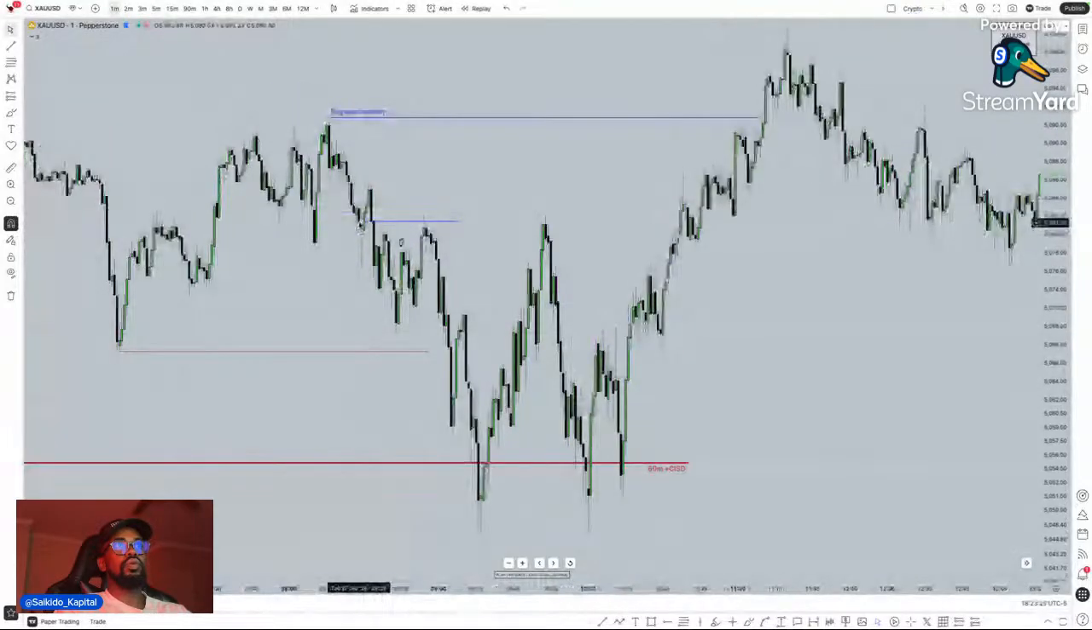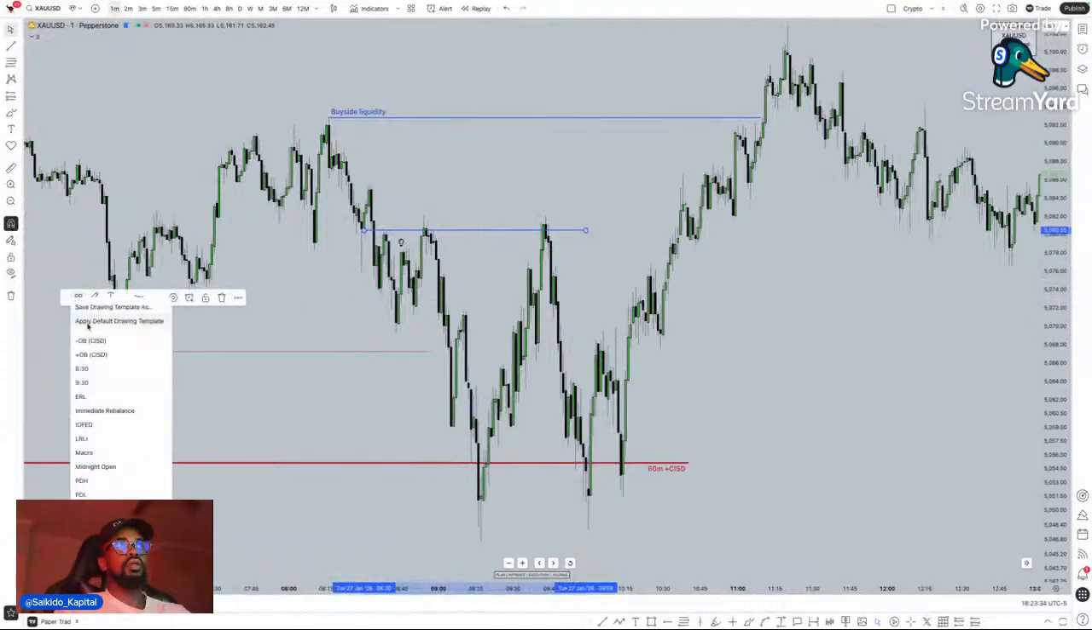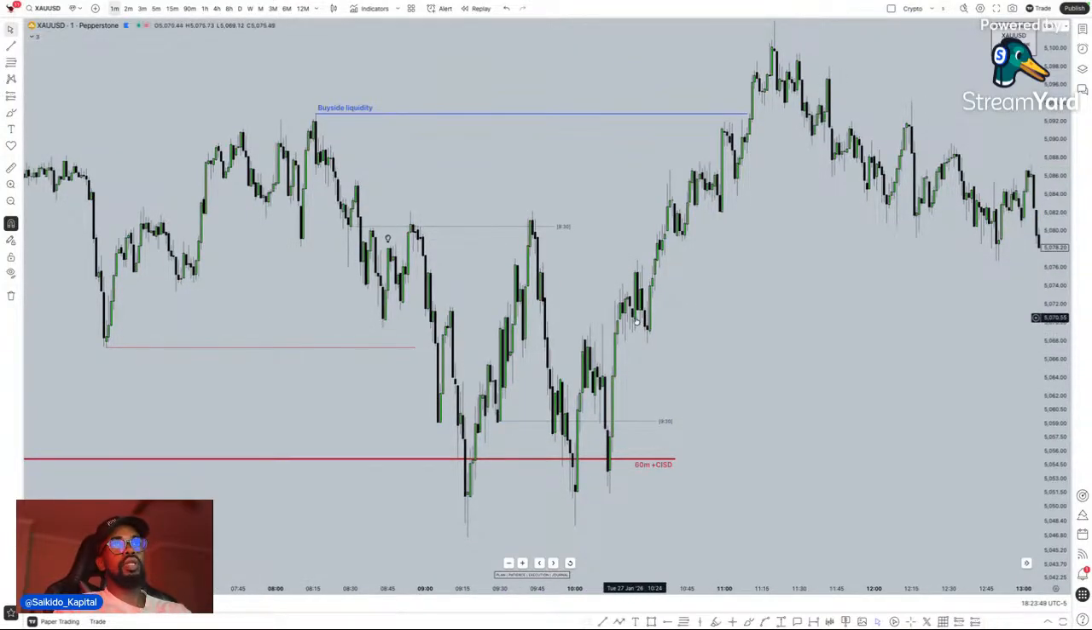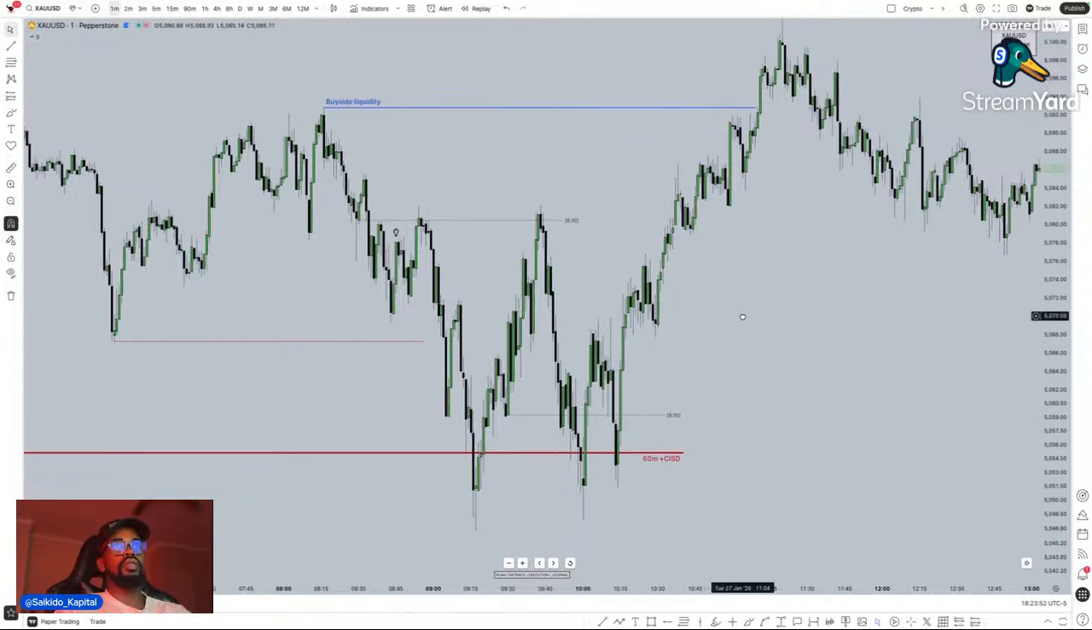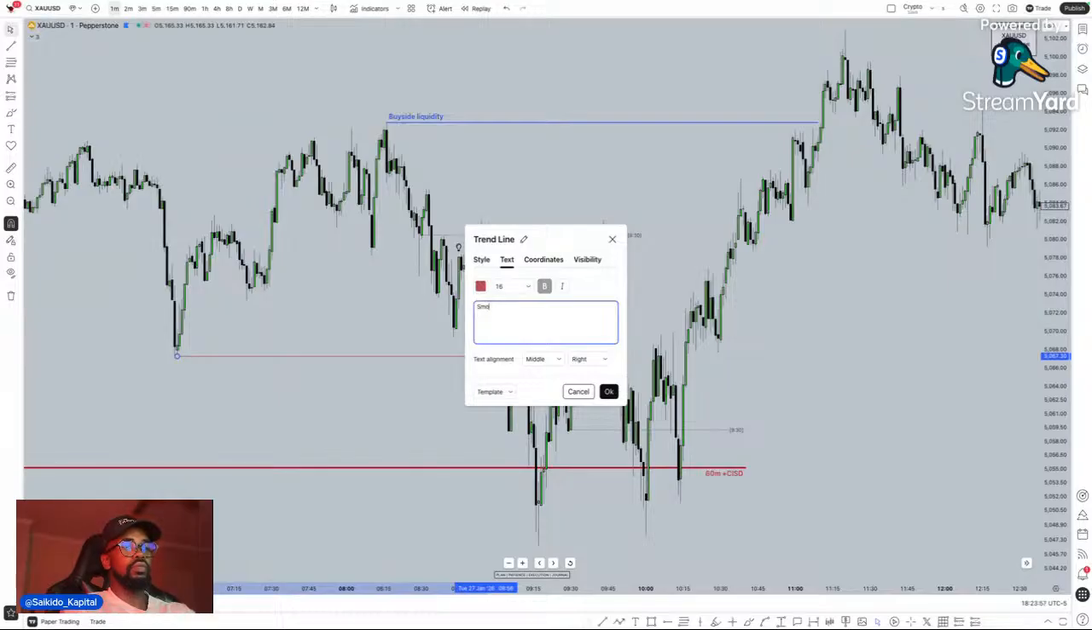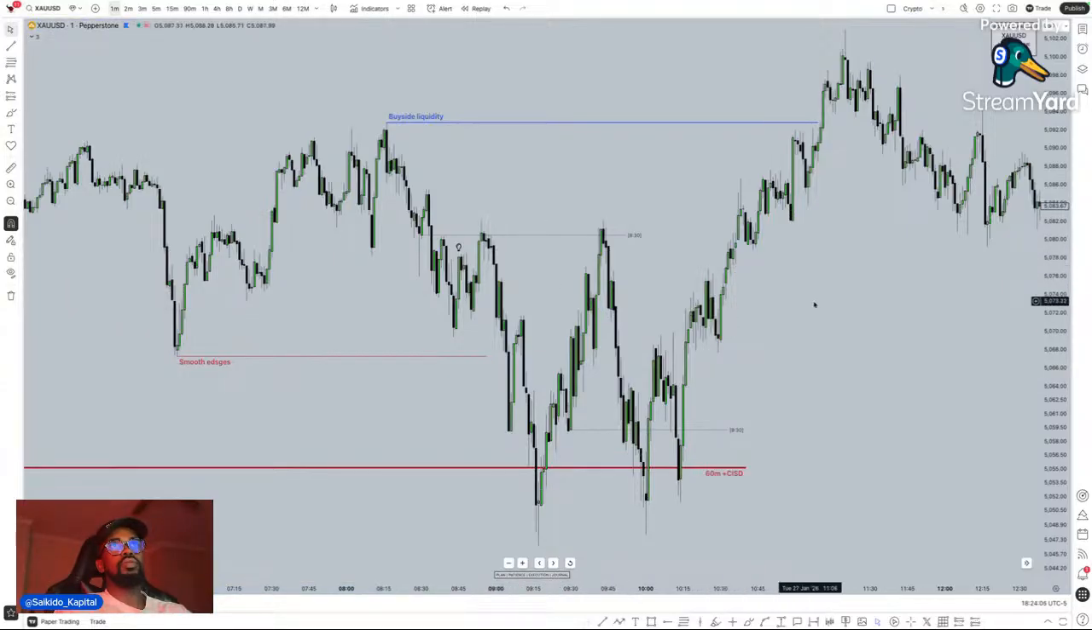Okay, so this is the opening price at 8:30. And then this is the opening price at 9:30. These are very important, guys. If you're bullish, you want to get an entry below these opening prices. That's a discount. And it's vice versa if you're bearish.